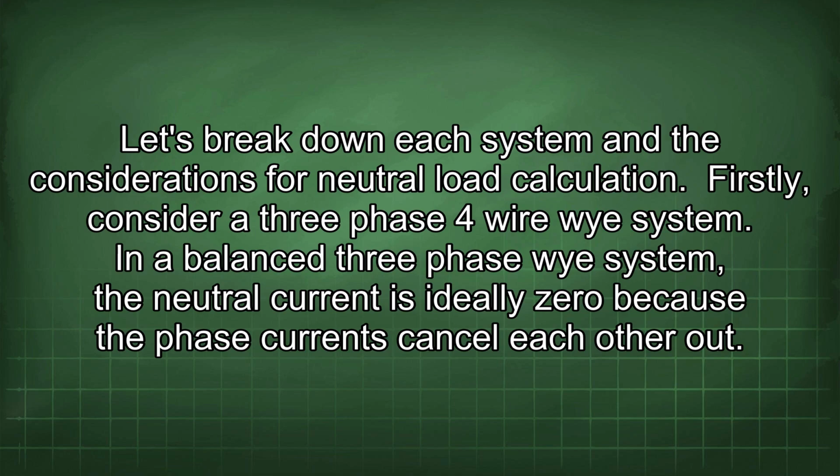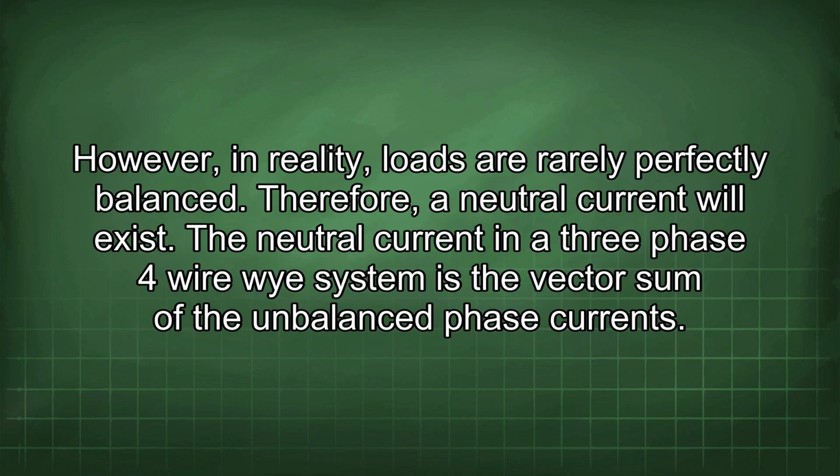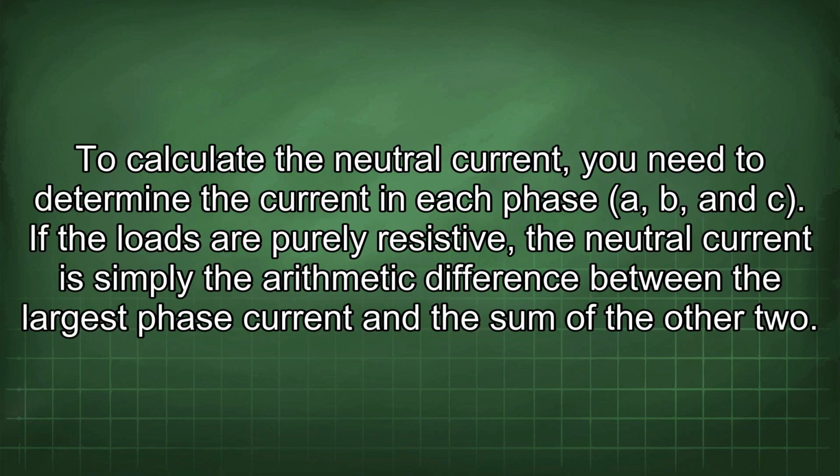Firstly, consider a three-phase 4-wire Y system. In a balanced three-phase Y system, the neutral current is ideally zero because the phase currents cancel each other out. However, in reality, loads are rarely perfectly balanced. Therefore, a neutral current will exist. The neutral current in a three-phase 4-wire Y system is the vector sum of the unbalanced phase currents. To calculate the neutral current, you need to determine the current in each phase A, B, and C.